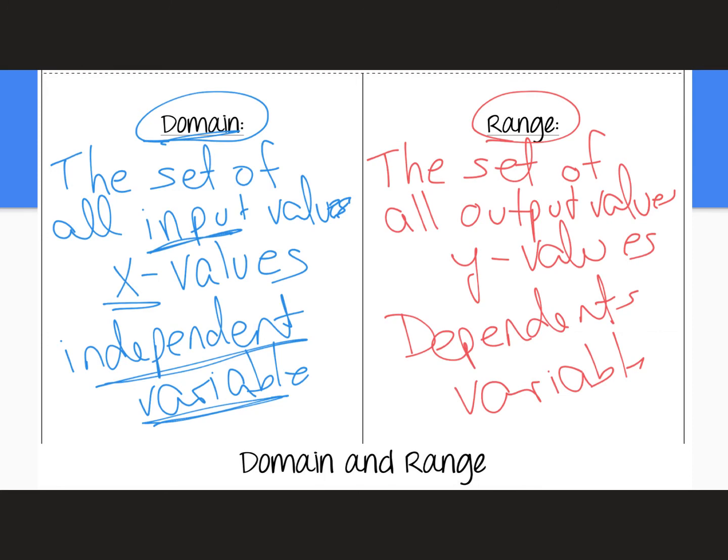Once again, domain is input, x value, and independent variable. Range is your outputs, your y values, and your dependent variables. Please make sure you get these down.